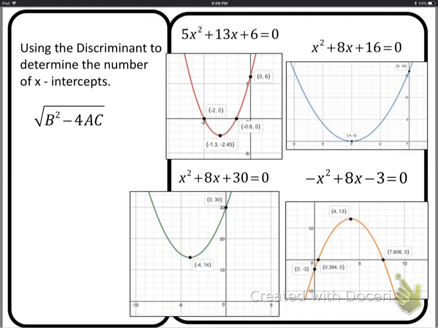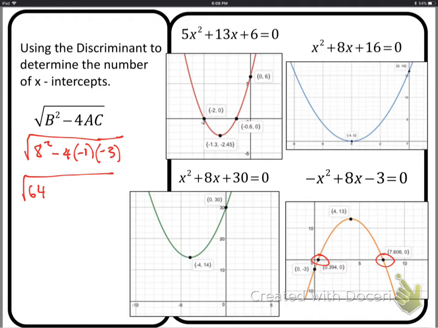And our last one here, you can see the graph, we already have two x-intercepts, and we've already found them. So B squared would be 8 squared minus 4 times A times C. 8 squared was 64. Negative 4 times negative 1 is a positive 4, times a negative 3 is a negative 12. And that was the square root of 52. That's the square root of a positive number. There are our two x-intercepts again. Okay, so remember, the discriminant tells you how many x-intercepts you have, and the quadratic formula tells you what they are.